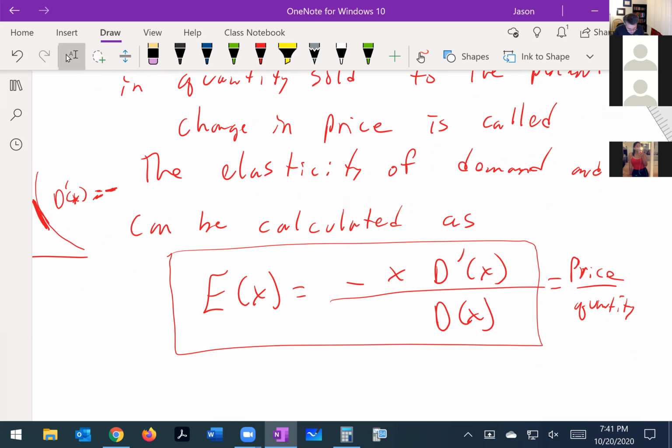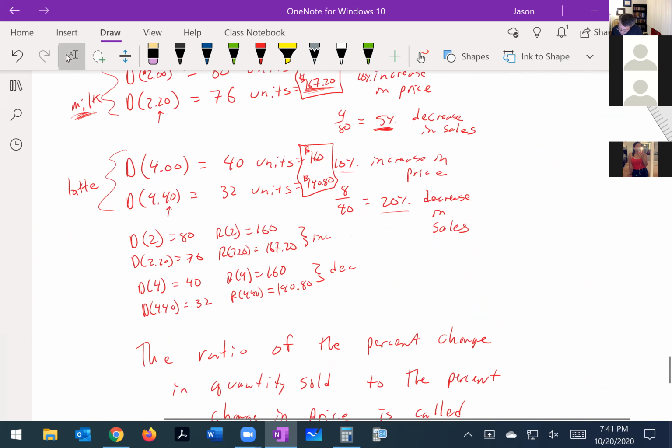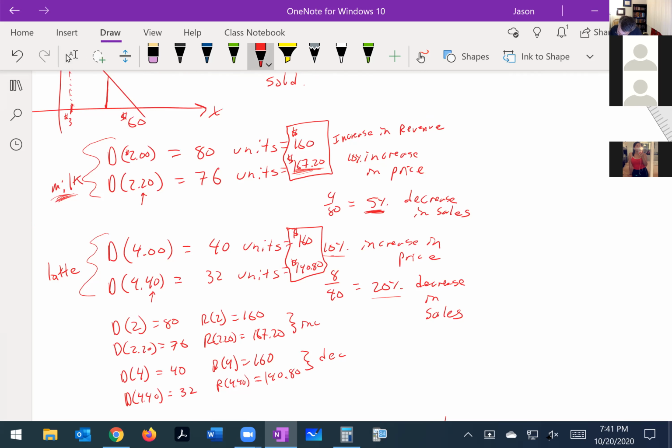One of the things that we're going to find is things that are called inelastic and things that are called elastic. Typically more essential items have inelastic demands. So you remember going back to this milk here, because the revenue increases, we say this is inelastic, which means the demand doesn't fluctuate as much for my gallon of milk.